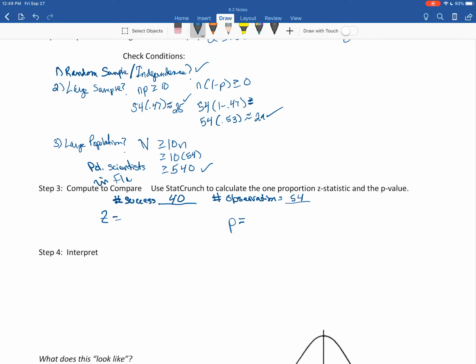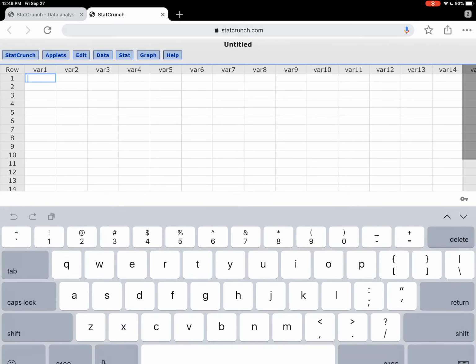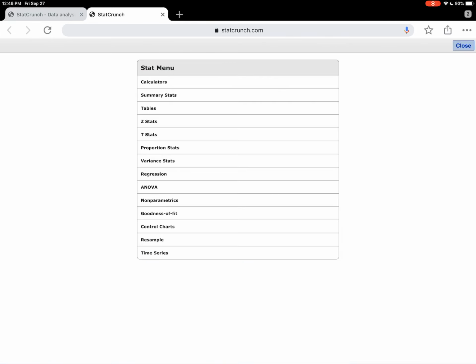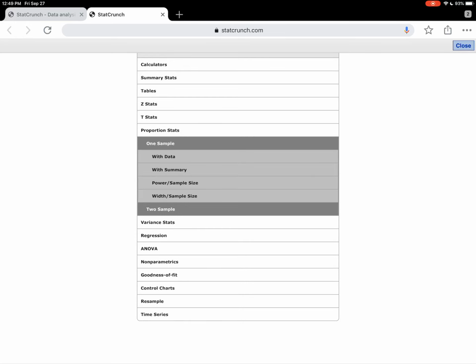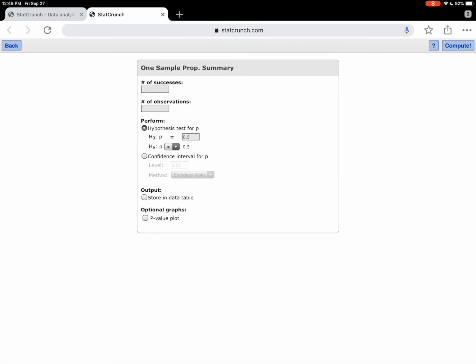Okay, so then let's go ahead and go to StatCrunch. We're going to go into, again, our proportion stats. This is a single sample. We definitely have summary data. So it's the same place we went in all of chapter 7 when we were running our confidence intervals with proportions. The hypothesis tests are under here as well.